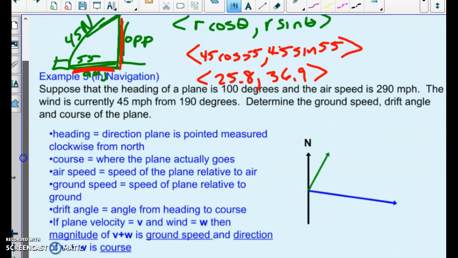And let's take a look at this. Suppose that the heading for a plane is 100 degrees and the airspeed is 290. The wind is currently at 45 miles an hour at 190 degrees.